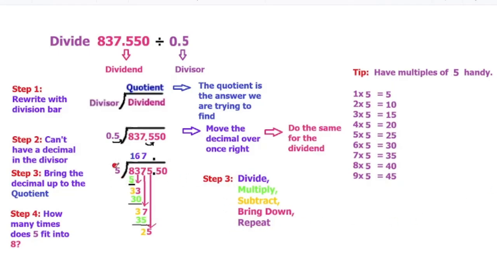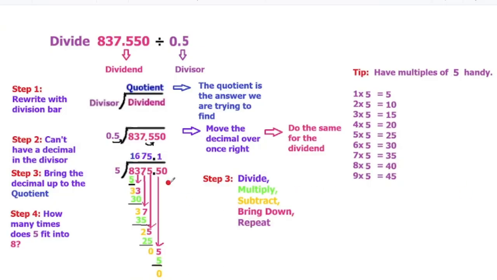So now we divide. 5 divided into 25 is 5. So now we multiply. 5 times 5 is 25. And then we subtract. 25 minus 25 is 0. So now we bring down the 5 to meet this 0. And then we repeat again. So we divide. 5 goes into 5 once, right? So now we multiply. 5 times 1, which is 5, and we subtract.